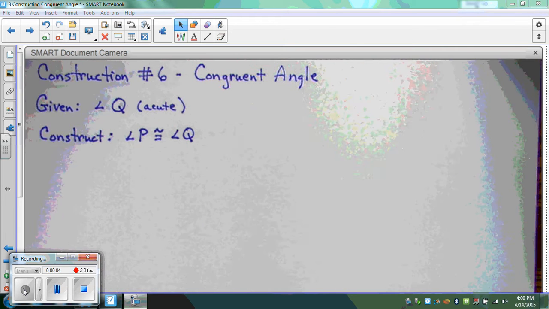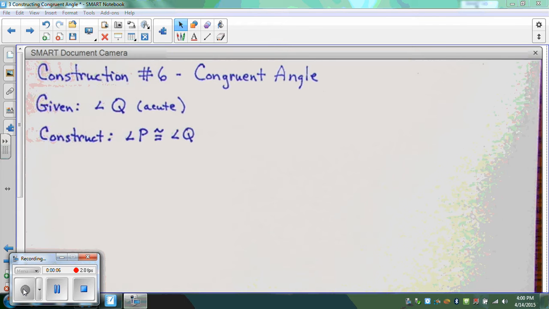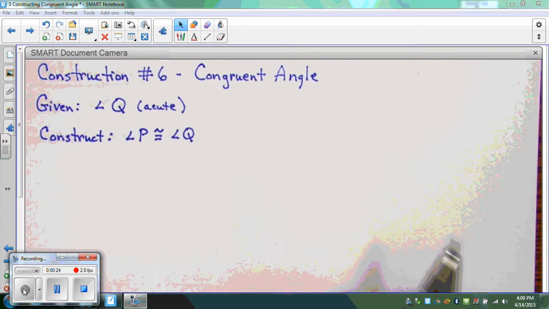Construction number 6, constructing a congruent angle. If you're going to construct a congruent angle, you must be given an angle so that then you can construct one congruent to it. So we have to be given an angle here, and angle Q is the angle that we are given, and we need to draw it.